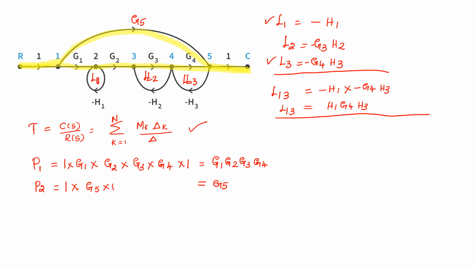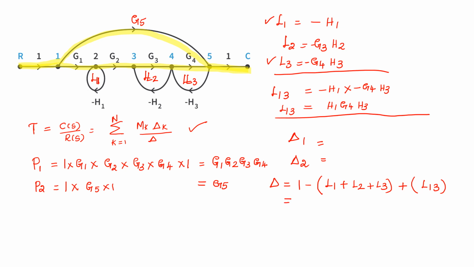Next I am going to find out delta 1 and delta 2. Before finding delta 1 and delta 2, first I should know what delta is. So delta equals what? 1 minus the sum of individual loop gains. What are the individual loop gains? L1 plus L2 plus L3, plus the sum of gain products of two non-touching loops. Are there any other non-touching loops available? No, there is one pair of non-touching loops.